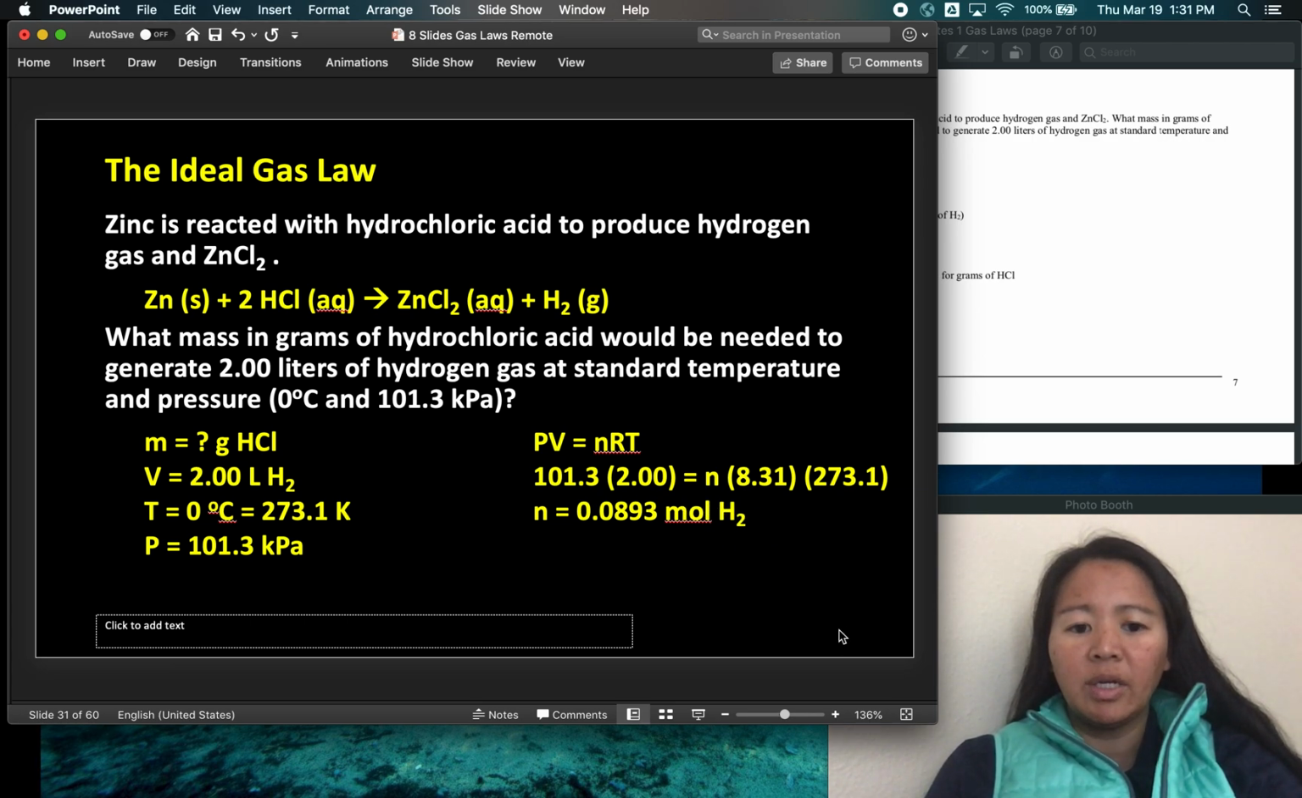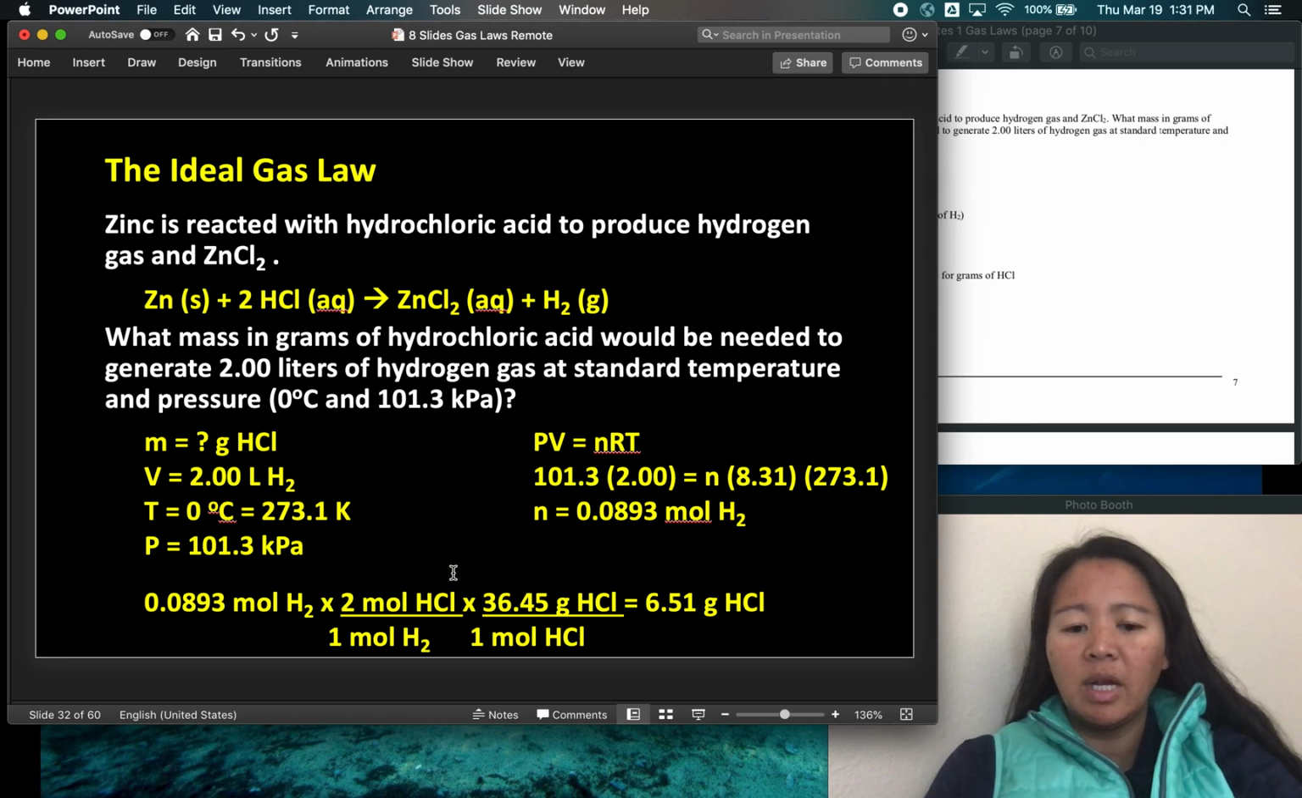What we solved for here is moles of hydrogen. We're asked to find the mass of hydrochloric acid. So we're going to do a little stoichiometry. We're going to take our answer from earlier and change from moles of H2 to moles of HCl. So that cancels out our moles of H2. We get moles of HCl. We're going to multiply by the molar mass of HCl. That's going to get us to grams of HCl.